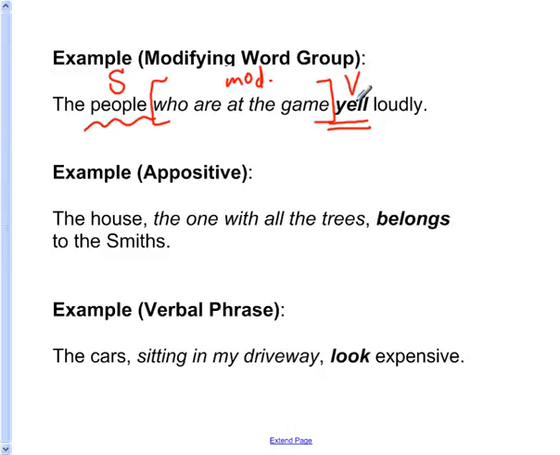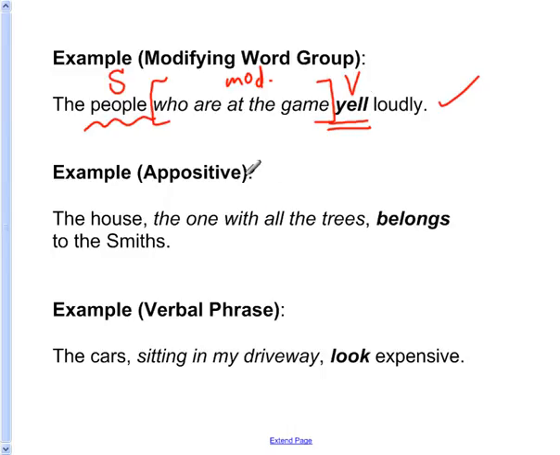which would make the singular verb form yells. But this sentence as it is is correct. The subject of the sentence is people, it's plural, and the plural verb form of to yell is yell. The people who were at the game yelled loudly.